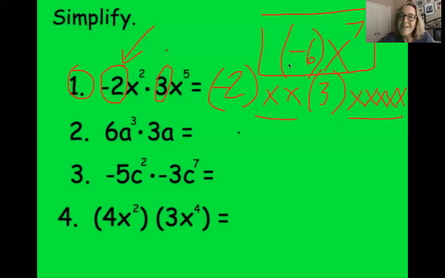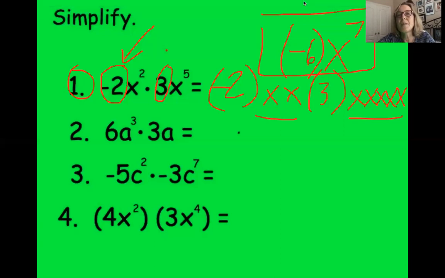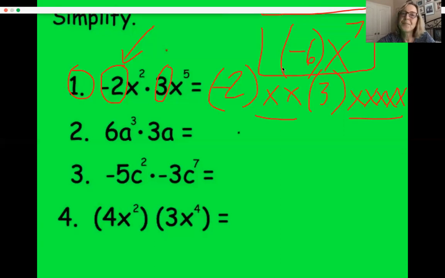Okay, so given that example, I want you to try numbers 2, 3, and 4. Go ahead and pause the video so that you can complete those problems.